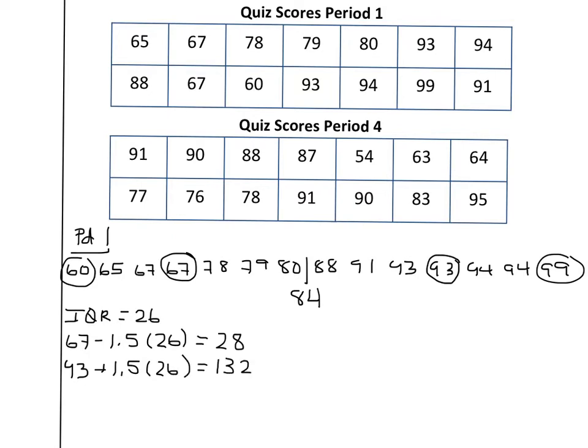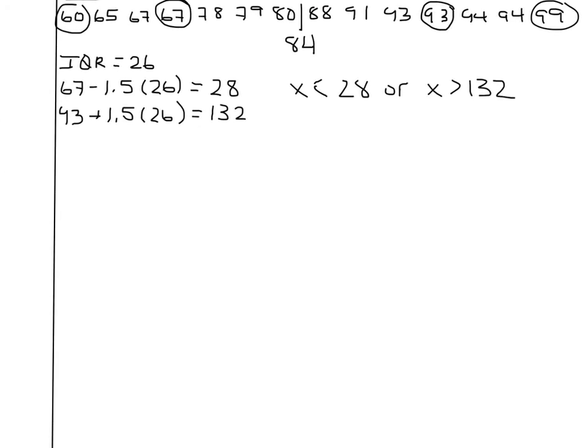In order to be an outlier in this data set, our data value would have to be less than 28 or something greater than 132. As you can see in this data set, none of these data points are less than 28 or greater than 132. So let's move on to period 4's data. Same deal, I've already put it in my calculator, so I'm just going to list them least to greatest.